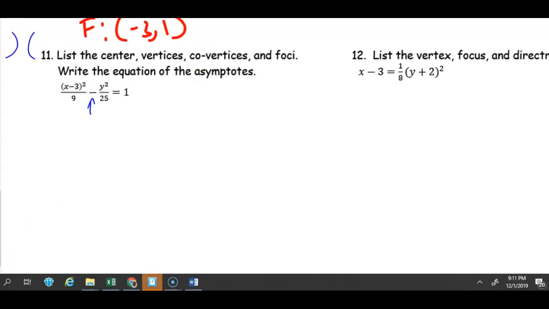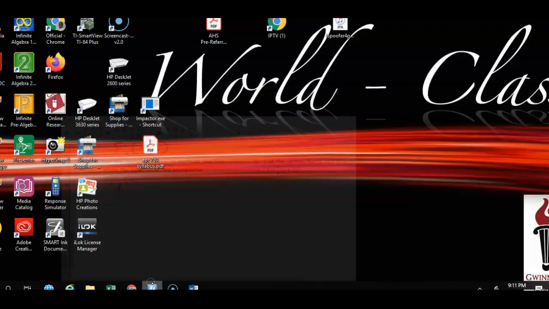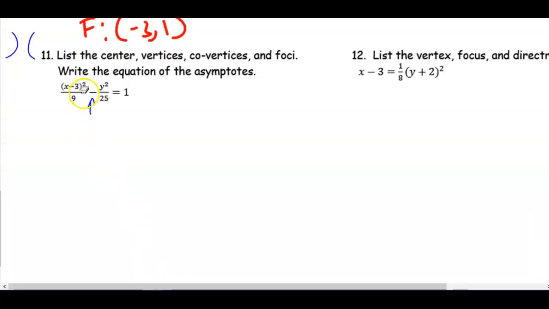Alright, so x came first, so it's horizontal like that. I don't know what the center is, but I can find it. And actually I do know what the center is. So the center is going to be 3, 0.